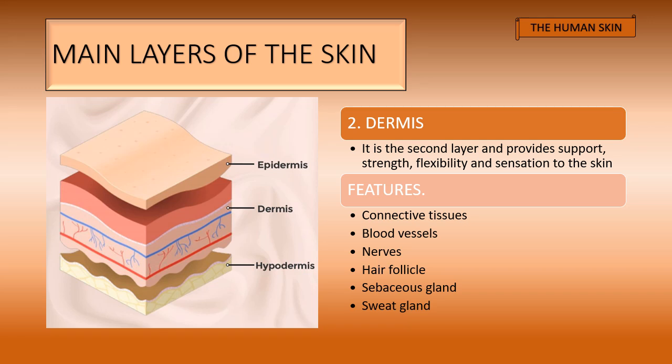It contains 6 main features. That is the connective tissues that connect the epidermis to the hypodermis, or I can say it connects the outermost layer of the human skin to the innermost layer of the human skin. Other features include blood vessels, nerves, hair follicles, sebaceous glands, and the sweat glands. Worry not, in this video we are also going to cover the functions of each of these features found in the dermis.